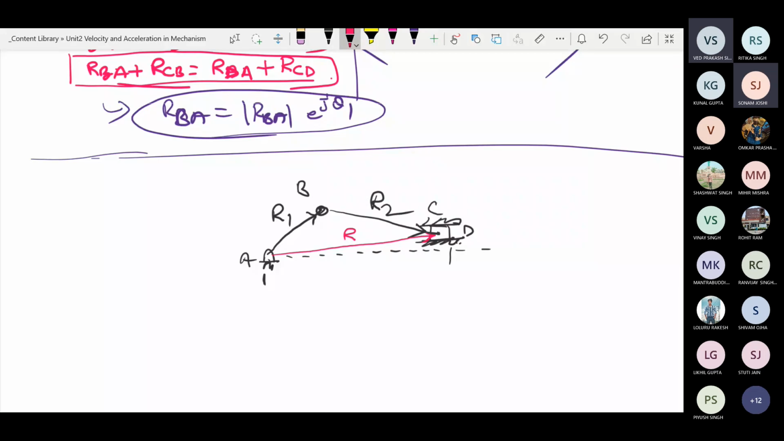Okay, another way is what? If you are not interested in this one, then you know that we can draw a horizontal line and then a vertical line. The horizontal line, this arrow, and the vertical line, this arrow. And you know that this R is what? The resultant of, let me say this one is R3 and this one is R4. So R is the resultant of R3 and R4, isn't it?